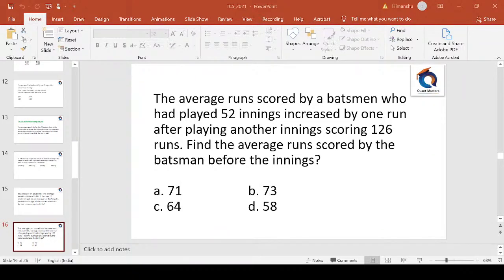Okay, now if you have understood, try this sum, all of you. A very, very important sum.